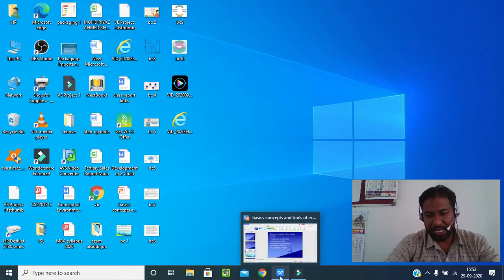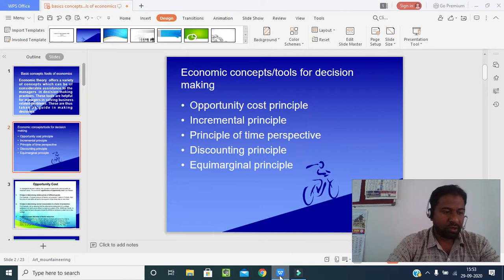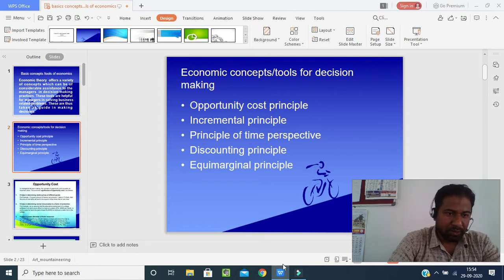Welcome back to our class, Managerial Economics, Unit 1. Today we are going to complete the last topic of our first unit, that is the basic concepts of economics, the tools and concepts of economics for decision making. So here we will go through it slide by slide.